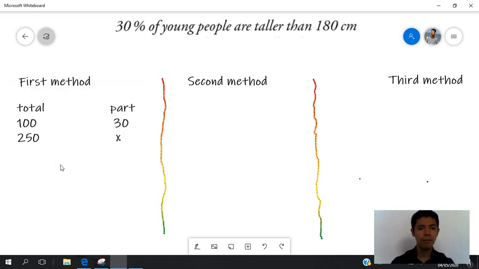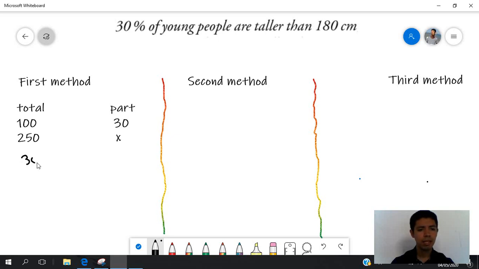Now I can use the rule of 3, like this. We will say that 30 is to 100 as X is to 250. Now we multiply like in a cross. We will have that 30 times 250 is equal to X times 100.